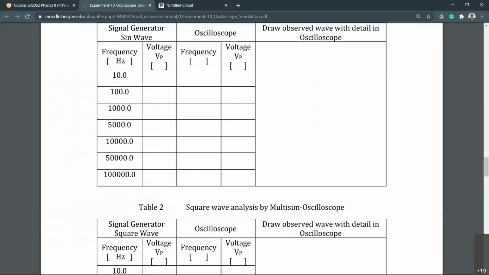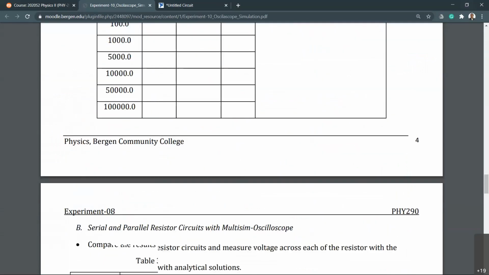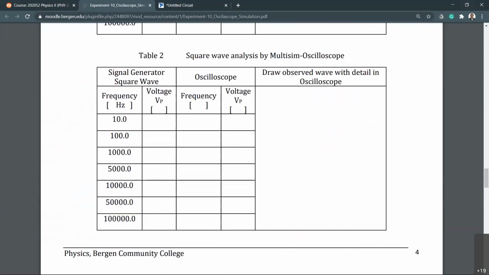We're done with table number 1. So make sure you take the screenshot of the first circuit, and then you have to do the same measurement for table number 2. Table number 2, exact same measurement. There's nothing changed. You have to do that with the square shaped wave. Okay. So that's the only difference. Top of the table, it says use the square wave.